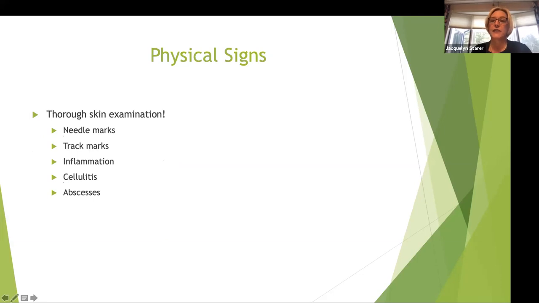You want to look for physical signs, and for opioid use, you're primarily looking for signs of injection. And of course, not everyone is using by injection, but when they do, there's usually some evidence on the skin of needle marks, track marks, inflammation, cellulitis, abscesses, and they can be old abscesses, old cellulitis. Look for signs of chronic inflammation, or old track marks or needle marks.